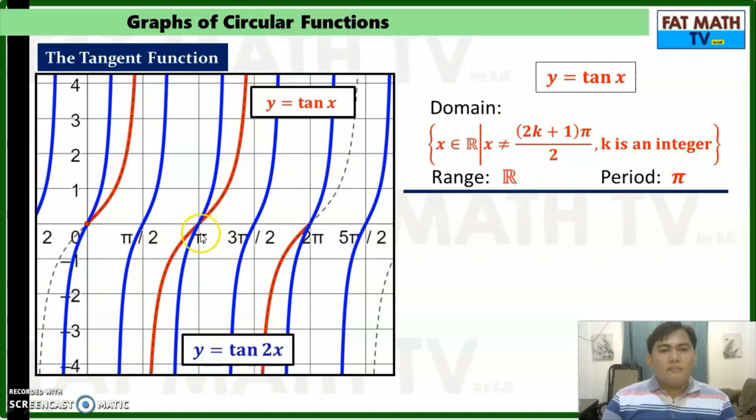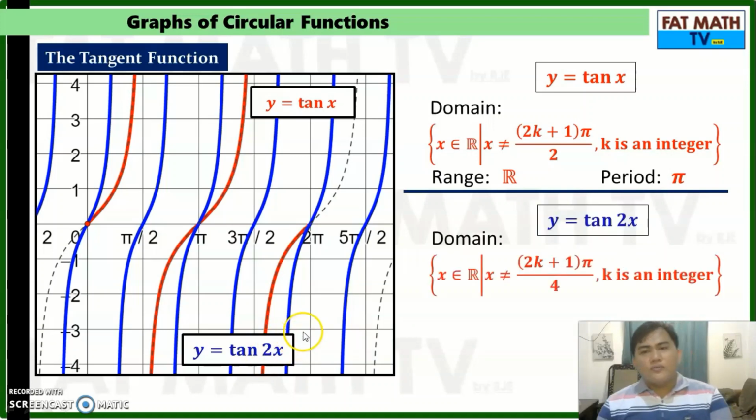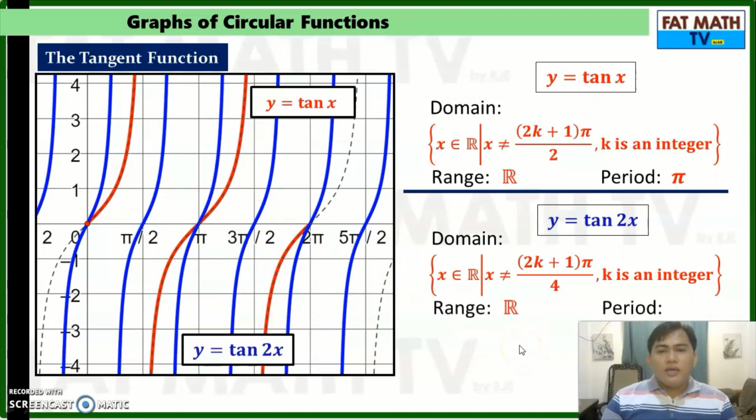Because the period will be affected, since there's a number here, the period this time will be pi over 2. The domain now will have more restrictions because the period will be shorter. So actually the period here is going to be pi over 2. Pi over 2 is pi over b. The b here is 2, so pi over 2. So every pi over 2 units, you will have one cycle.